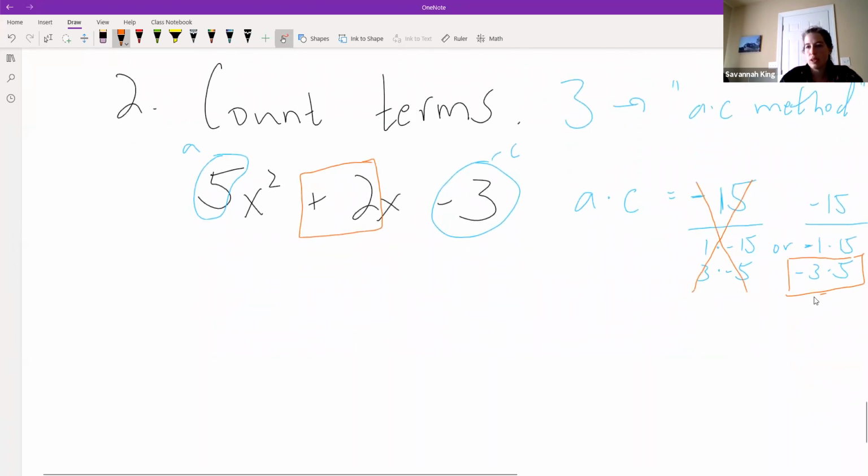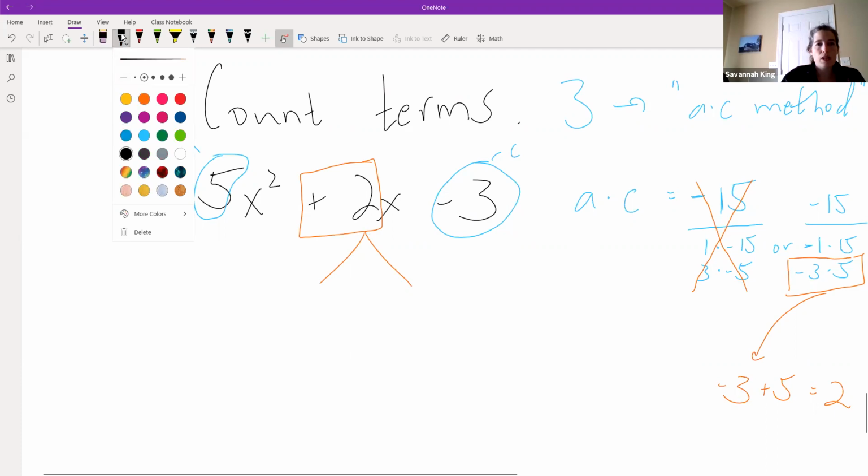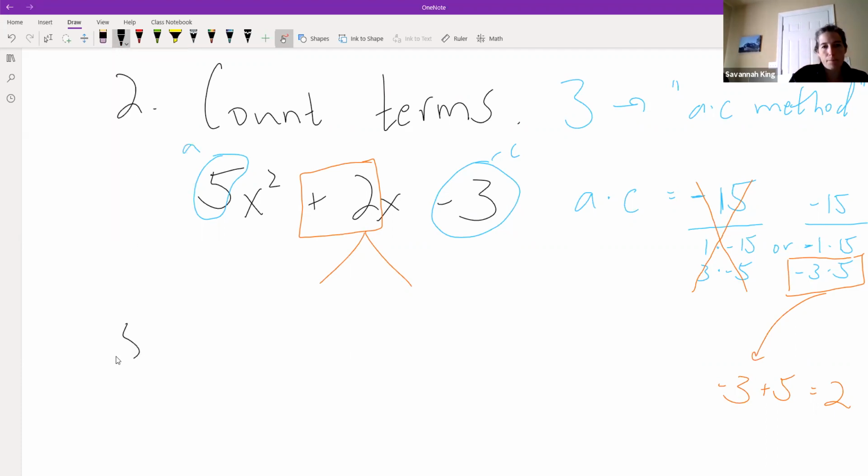Okay, and again, here's how we know that we picked the right ones. -3 plus 5, that's the +2 that we need. So that's going to be what we break apart. So the next part, 5x squared.